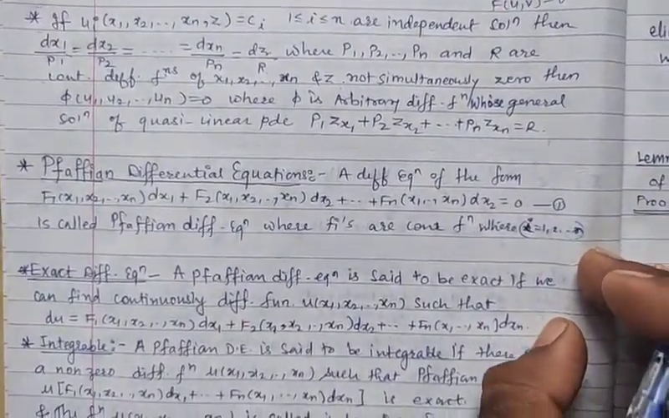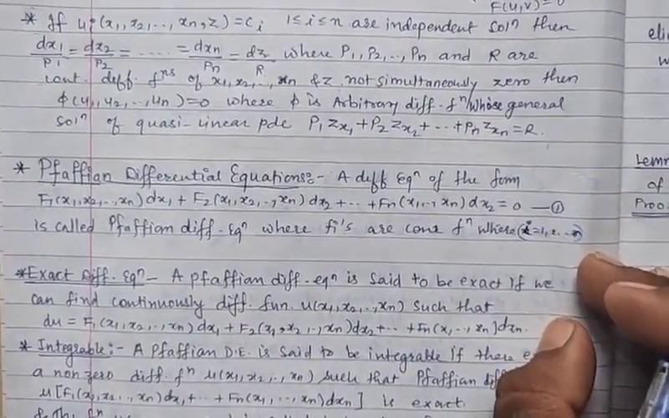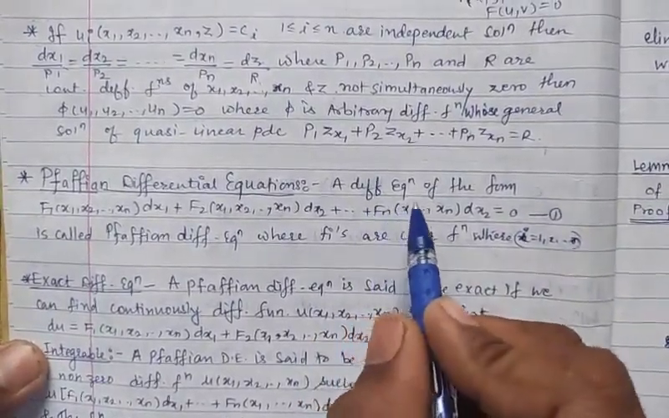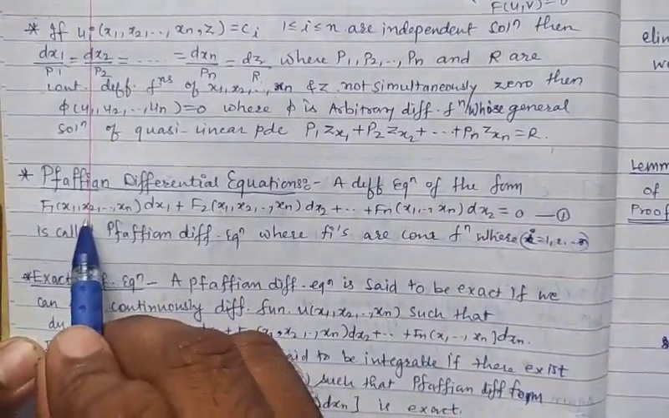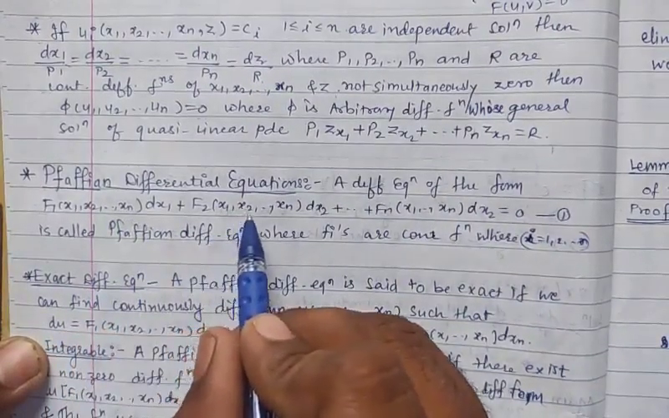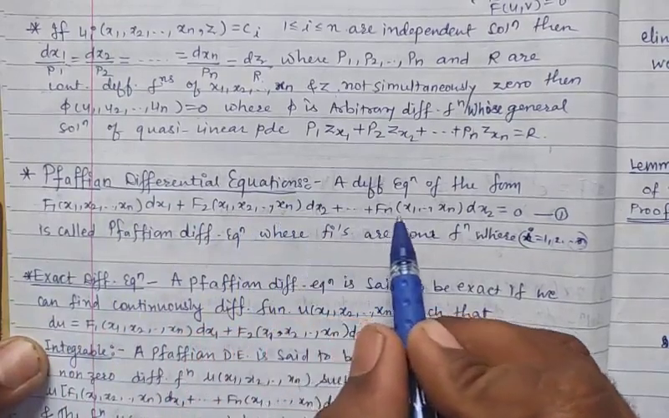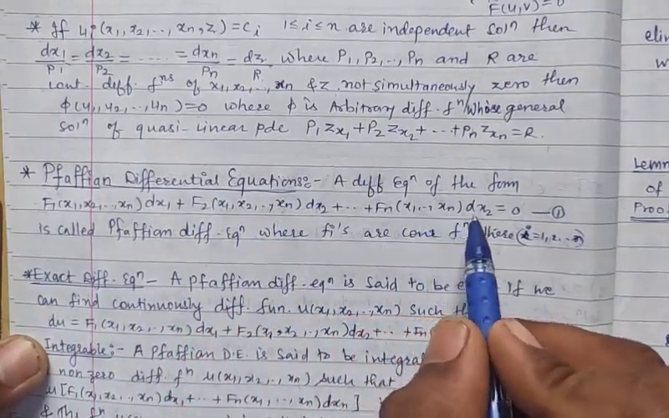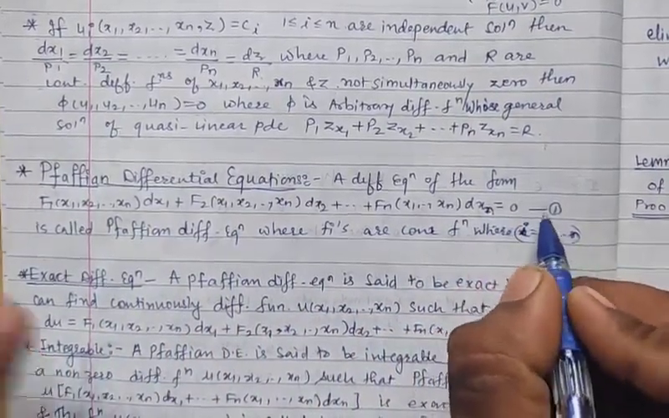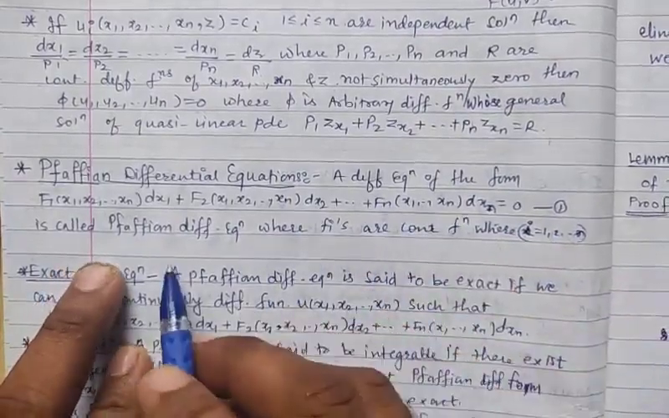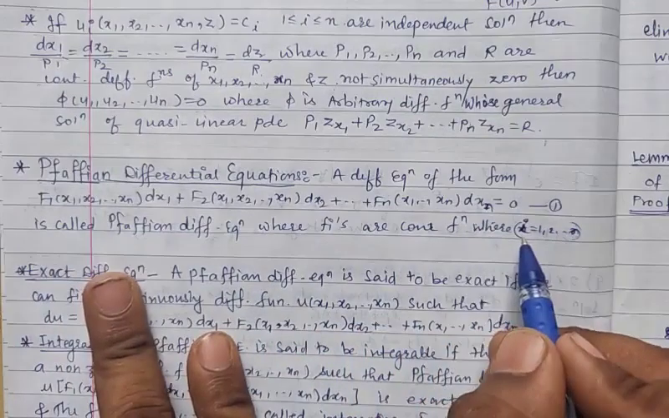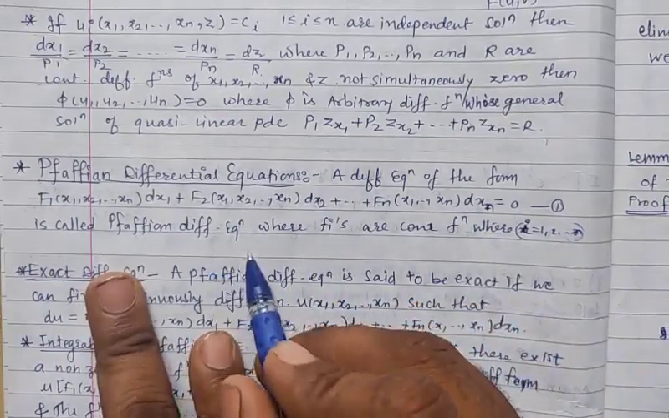So what is a Pfaffian differential equation? We have seen the Pfaffian differential equation in the first chapter, which is the same. A differential equation of the form f1(x1, x2, ..., xn) dx1 + f2(x1, x2, ..., xn) dx2 + ... + fn(x1, x2, ..., xn) dxn = 0 is called a Pfaffian differential equation, where the f_i are continuous functions and i runs from 1, 2, 3 and so on to n.